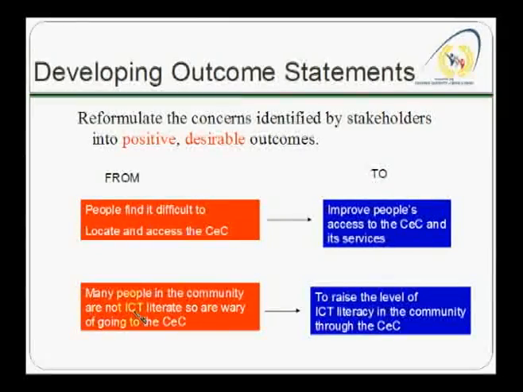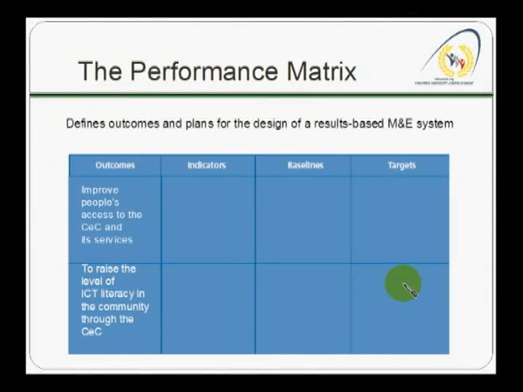sample problem that has been identified: many people in your community are not ICT literate or not computer literate, so they are wary, maybe even afraid of going to the CEC. Again, that's a problem because you would end up with not many customers or clientele. Converting this into a positive desirable outcome, it becomes: to raise the level of ICT literacy in the community through your community e-centers. So now we have two sample outcome statements.